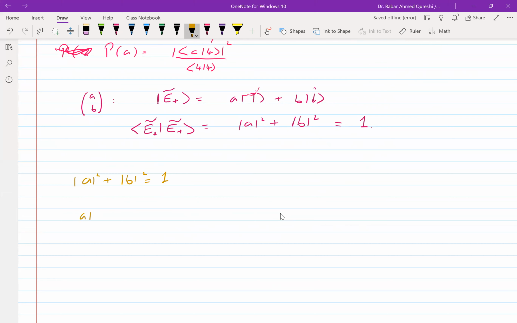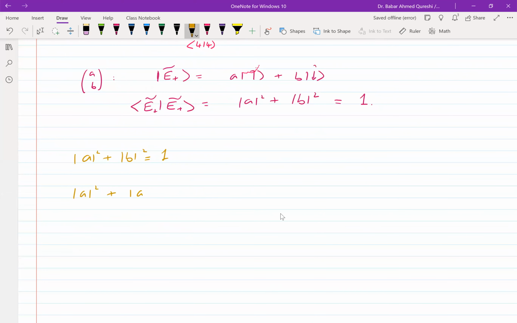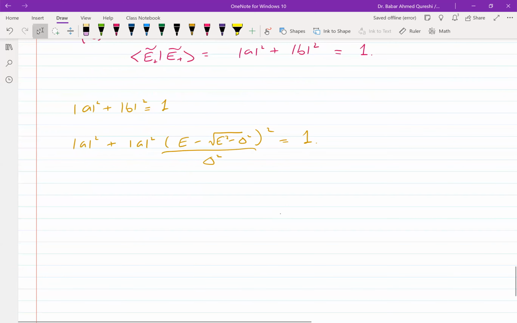So what does this condition give me? It gives me A square. For B, I put in this thing. And that gives me A mod square is equal to 1, written this way, E over delta.